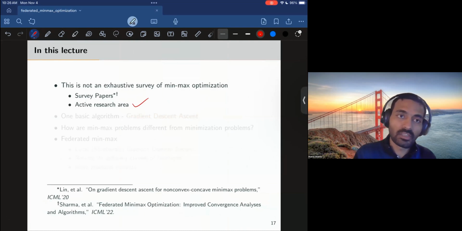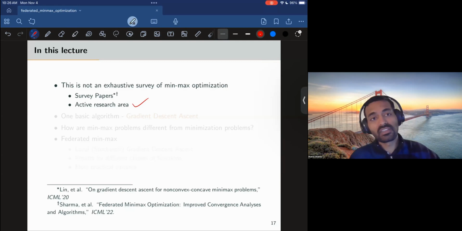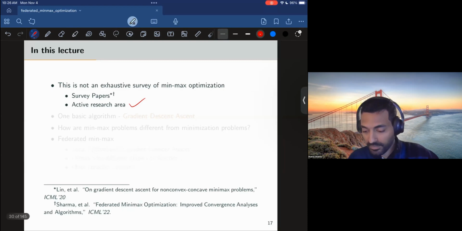So one of the applications I talked about was GANs. GANs were extremely popular till a few years back, but in the past 2 or 3 years, they have been replaced by diffusion models. The reason is that the training of GANs is very unstable, and that happens because GANs are essentially modeled as min-max problems. Because min-max problems are less understood, the training of GANs is also not well understood. So if we can understand min-max optimization better, we can potentially improve the performance of GANs also. So this is very much an active area.